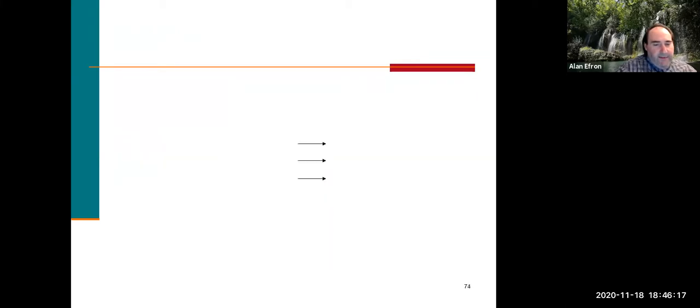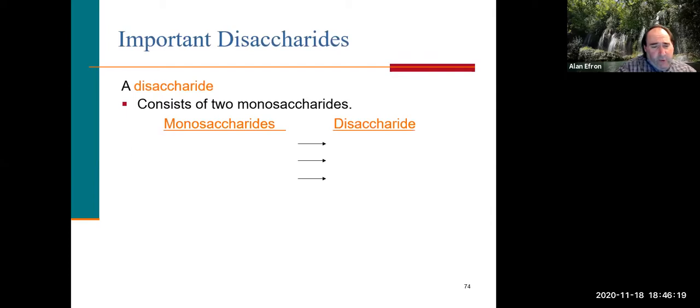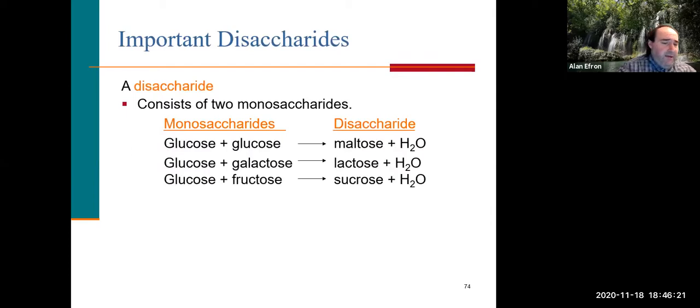All right, so let's talk a little bit about disaccharides. Disaccharides are the combination of two monosaccharides that are put together. The way that we put these together is basically we remove water. So water comes out, we have one monosaccharide, two monosaccharides, and out comes water, and they join together through the loss of the water.